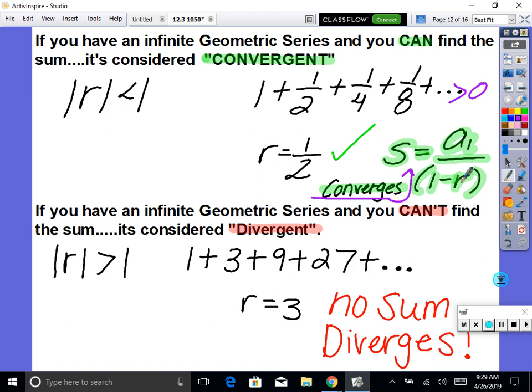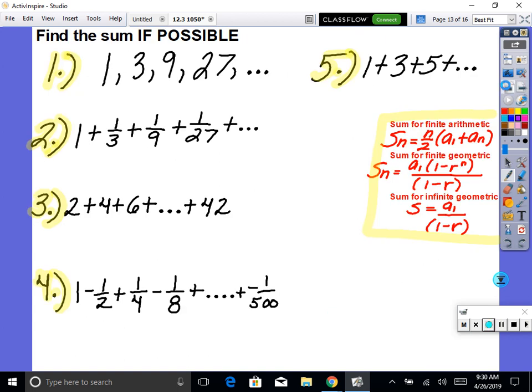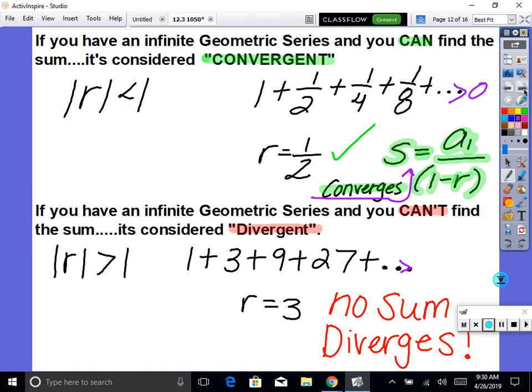Now, if you have an infinite geometric series and you can't find the sum, then instead of convergent, it's considered divergent. Basically, if your r is greater than 1, if we're getting larger and larger without bound and it's infinite, we can't find the sum. So you'll say no sum, it diverges. So diverges is the no, converges is the yes. Do you have those words written down? Diverges is no sum, converges to a sum is yes.